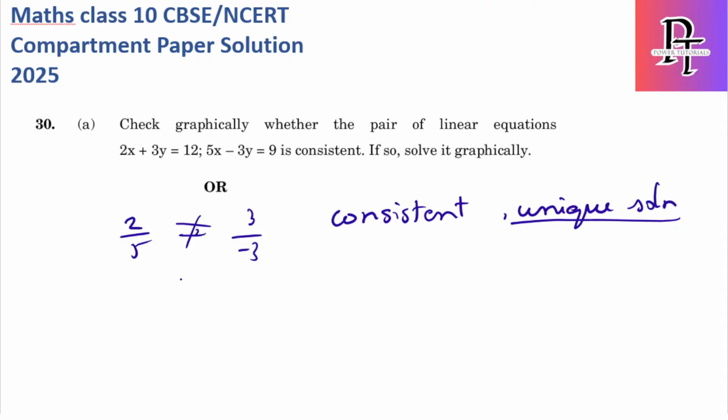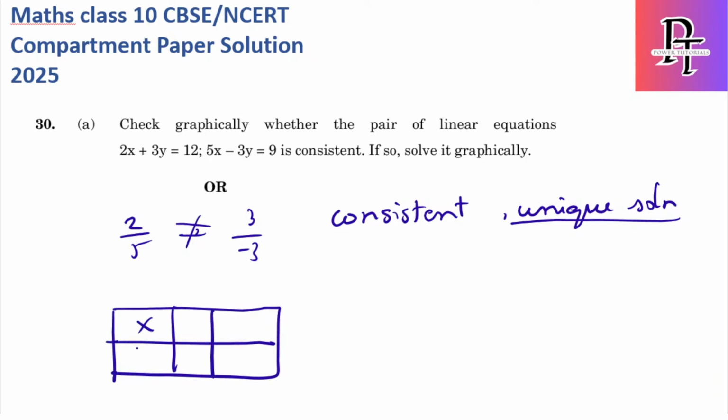For solving graphically, we first need to get two points so that we can draw a line. For convenience, I will take a table of x and y values. I'll keep x as 0. If x is 0, I get 3y equal to 12, so y will be 4. If y is 0, then x will be 6. So I got the 2 points for the first equation, which are (0, 4) and (6, 0). Do the same for the second equation, which is 5x minus 3y is equal to 9.